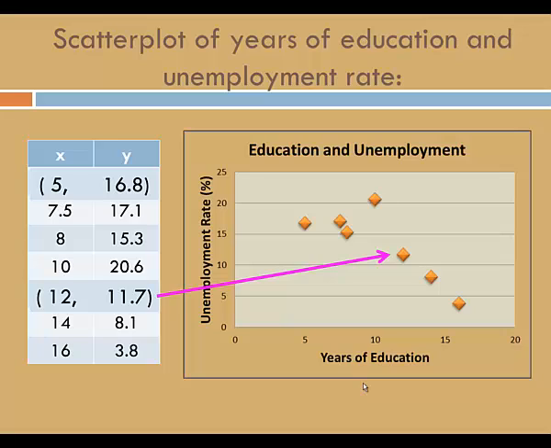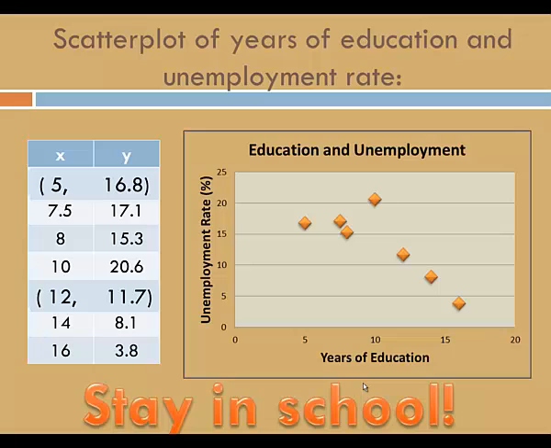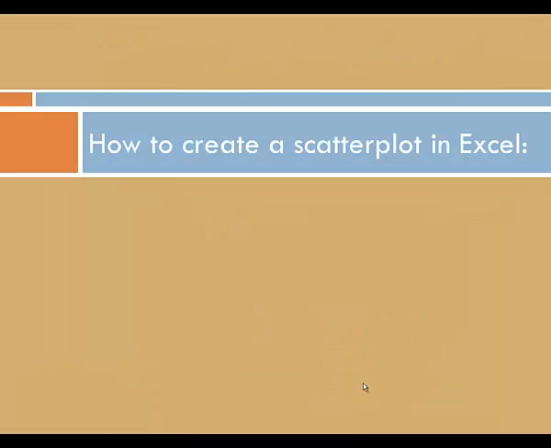We could also do this in reverse. Pick a point on the scatter plot, for instance this one, and try to match it to the ordered pair in the data set. This point corresponds to the ordered pair 16, 3.8. From the scatter plot, it's clear that as years of education increases, the unemployment rate goes down. So stay in school. Let's look at how to create a scatter plot in Excel.